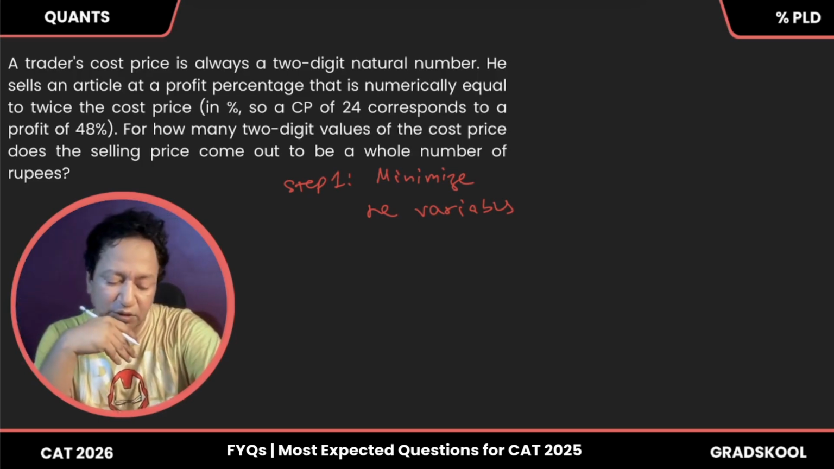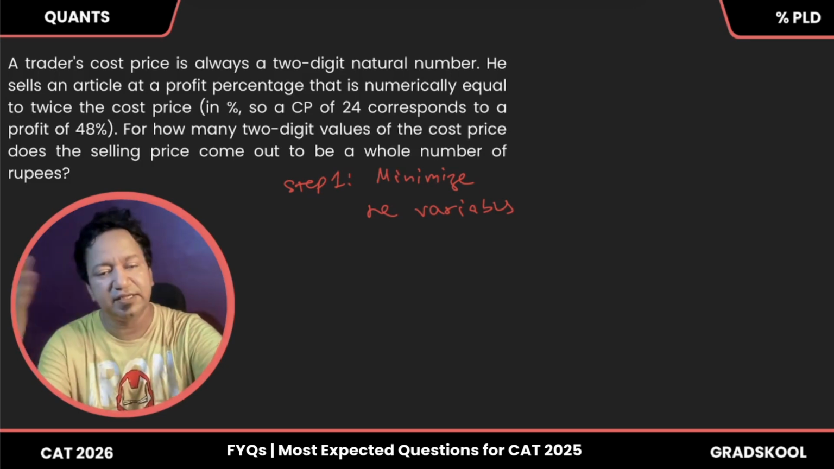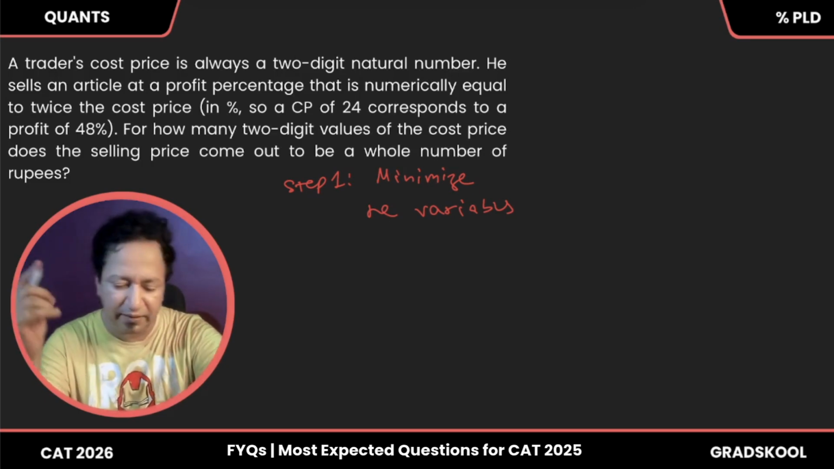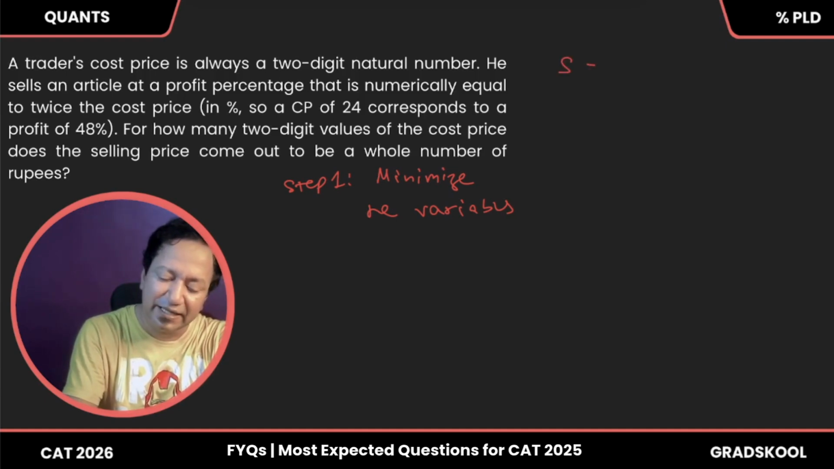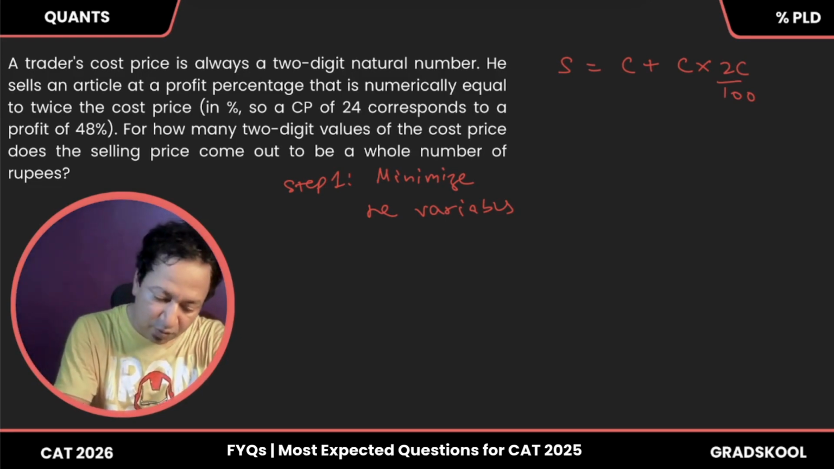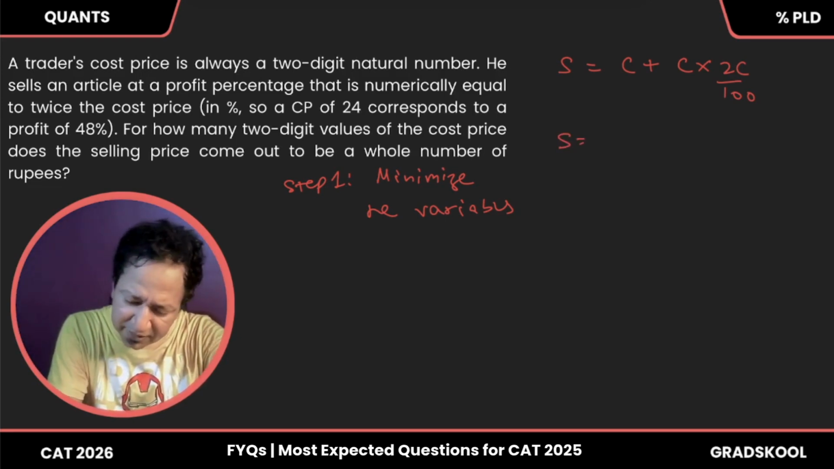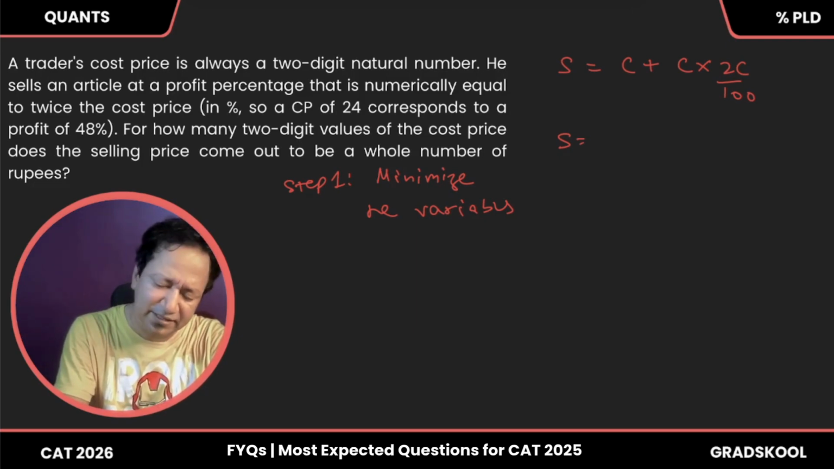So if the cost price I'm assuming to be C, then the profit percentage will be 2C. All right, which means the selling price will be equal to how much? If the selling price is S, it'll be equal to C plus C times 2C by 100. All right, cost price plus profit. I can take C common, or maybe I leave it like that only. No reason for taking C common. So C plus C square by 50 is what we have.